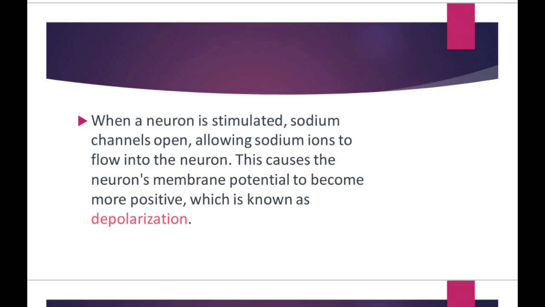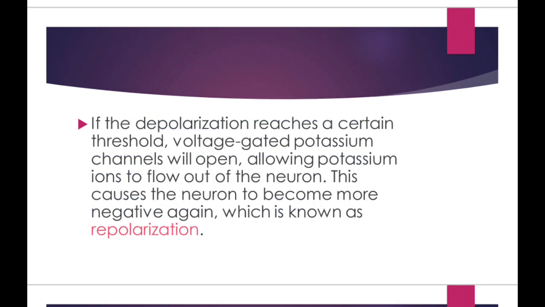When a neuron is stimulated, sodium channels open, allowing sodium ions to flow into the neuron. This causes the neuron's membrane potential to become more positive, which is known as depolarization. If the depolarization reaches a certain threshold, voltage-gated potassium channels will open, allowing potassium ions to flow out of the neuron. This causes the neuron to become more negative again, which is known as repolarization.